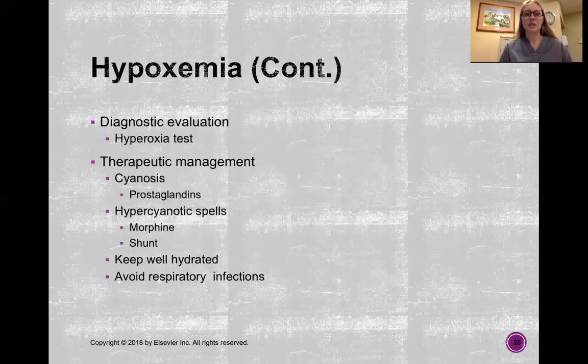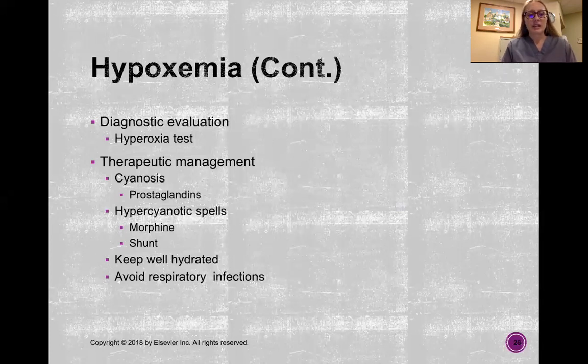And when we continue with this, we have a couple different ways to determine whether hypoxemia is actually present. So we're going to do a hyperoxia test, which is when we give the child 100% oxygen, and then we're going to take the PaO2 and determine whether it's within normal limits, and determine whether there is hypoxemia present.